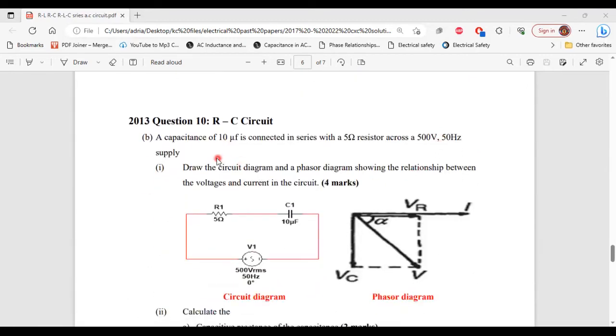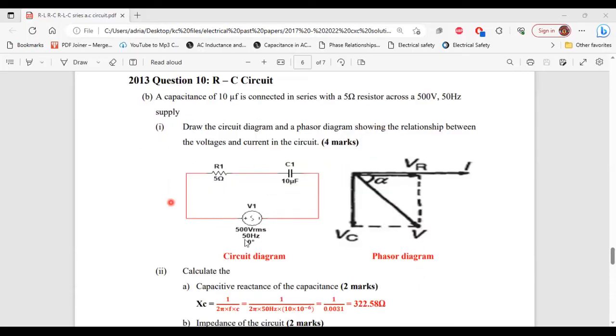And this is question 10 from the 2013 past paper. Part B says a capacitance of 10 microfarad is connected in series with a 5 ohm resistor across a 500 volt 50 hertz supply. Part 1 of B says draw the circuit diagram and the phasor diagram showing the relationship between the voltages and the current in the circuit.